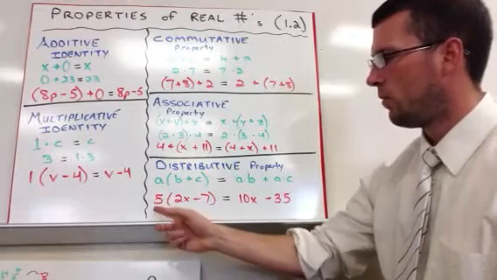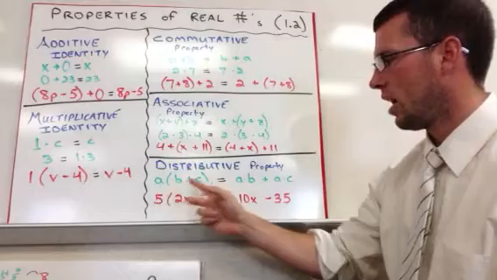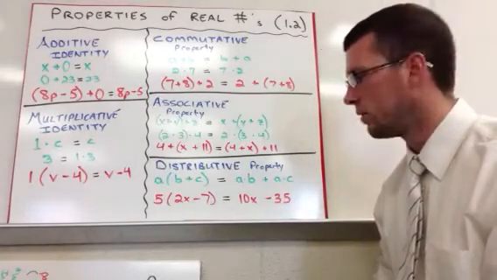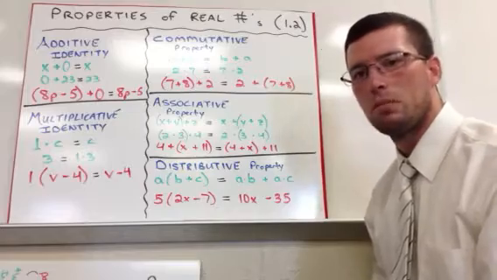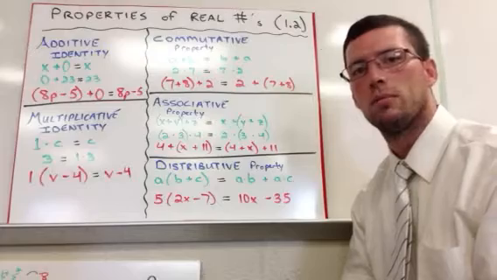So as an example, 5 times 2x is 10x, and 5 times negative 7 is negative 35, and you get 10x minus 35. So distributive property means you take the first term and you distribute it to the next two terms. Okay?